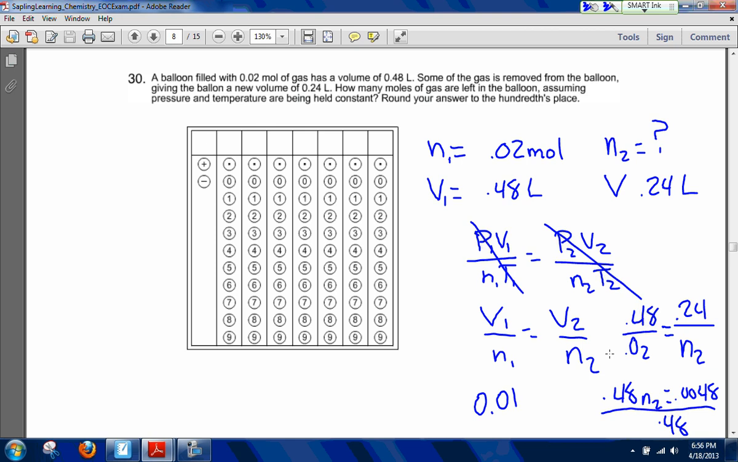0.01. Now, the answer said rounded to the hundredths place, which means that it should have just that one. I shouldn't have any zeros or anything else like that afterwards. So 0, 1. You can throw a zero in at the front and it won't mess it up. 0.01.